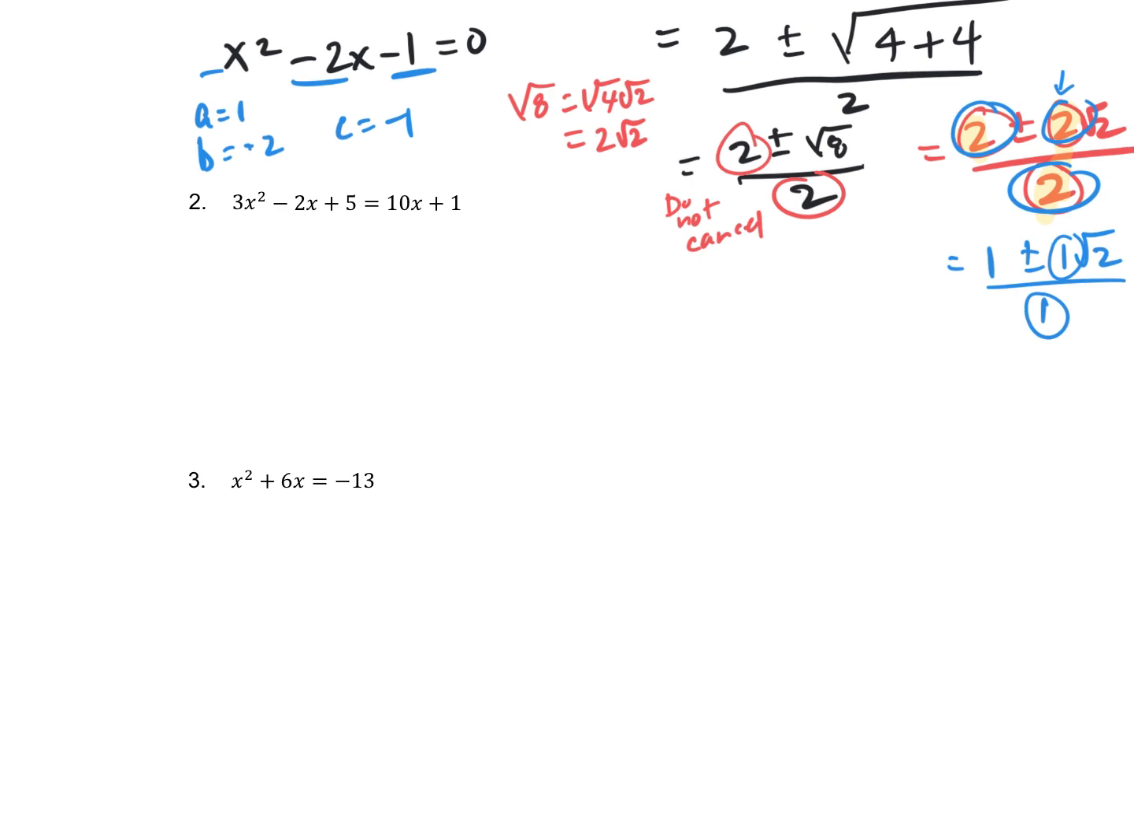First, I have to move everything to the left. So I'm going to subtract a 10x, and I'm going to put it under this one. I'm going to subtract the 1, and I'll put it under this one. So when I do that, I'm left with a 3x squared over here. Negative 2 minus 10 is a negative 12x. 5 minus 1 is a 4. And on the side, this cancels to zeros.